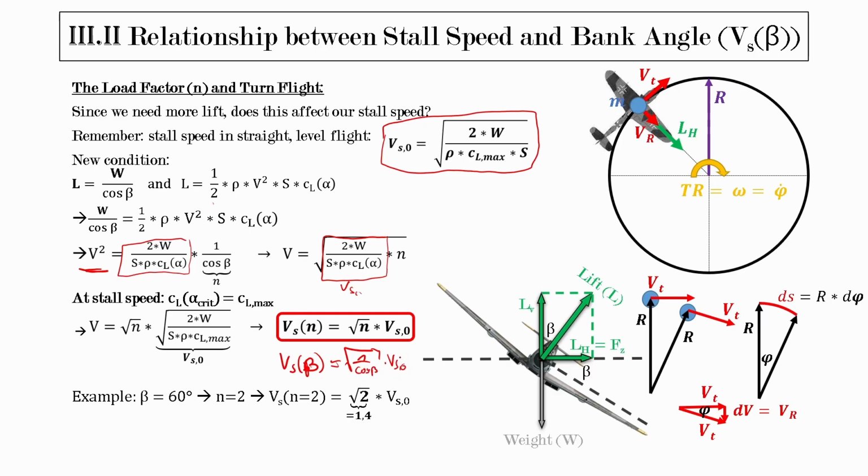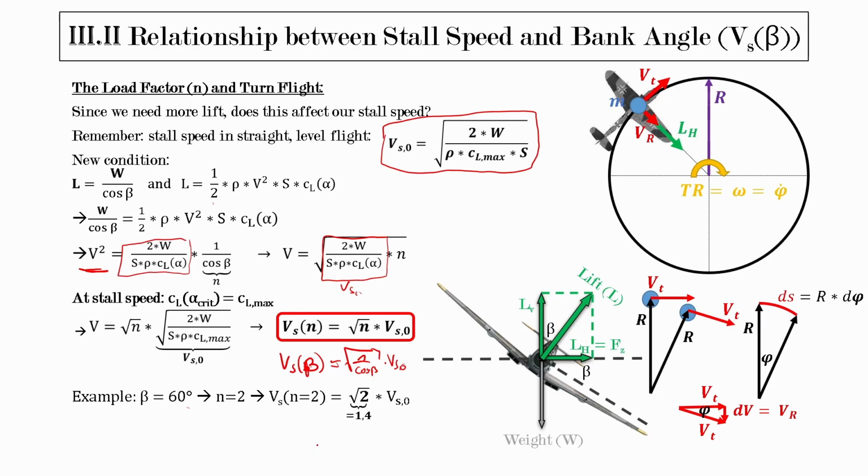All you need to know is the stall speed in level straight flight, and this you usually get from a manual. So for example, if I wanted to know the stall speed of my plane at 60 degrees of bank, all I do is I use this equation and I put in the respective load factor.